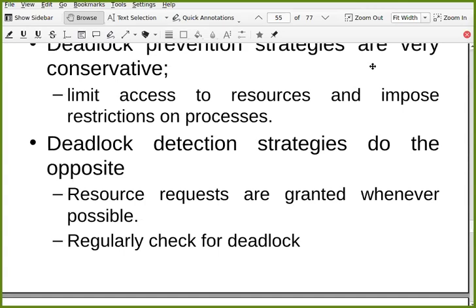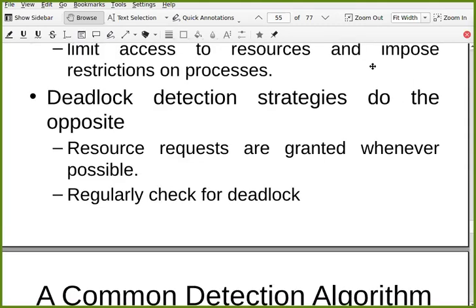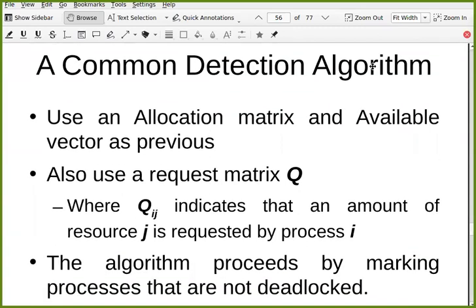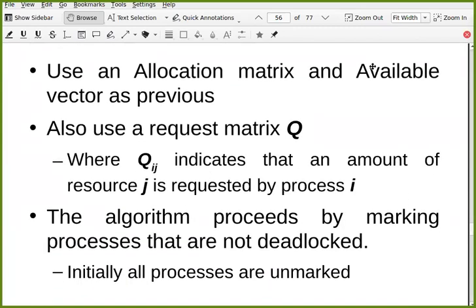But then the system regularly checks for deadlock. It checks, is there any deadlock right now? For that, again, a very similar matrix: we use an allocation matrix and available vector, as we did previously in deadlock avoidance. Similarly, we have an allocation matrix and available vector. Now it also uses a request matrix Q. This is different from the deadlock avoidance strategy, where Qij indicates that an amount of resource J is requested by process I. So that is the request matrix.